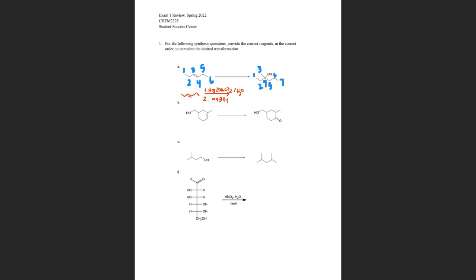And what this is going to do is it's going to add water across the double bond. It doesn't really matter for this problem, but usually with this reaction, the OH is going to add to the more substituted side. So this is going to be a Markovnikov addition of water to the double bond. So on one side of the double bond, you're going to have an OH, and the other side you're going to have a hydrogen, which makes up H2O.